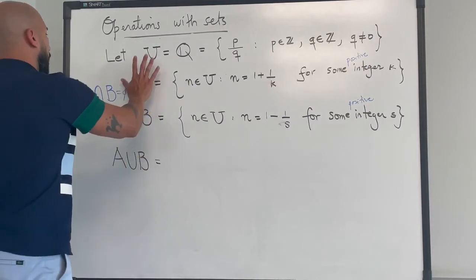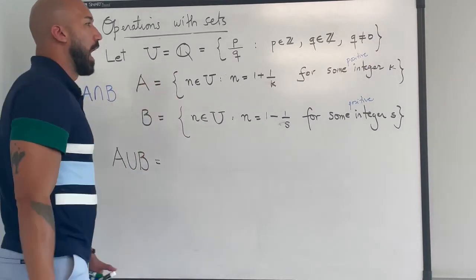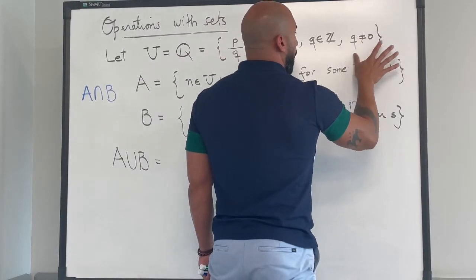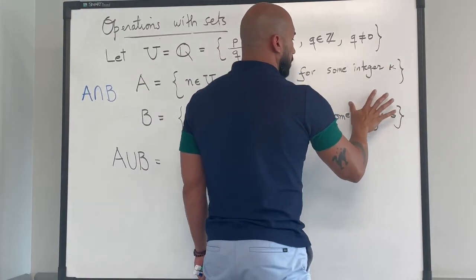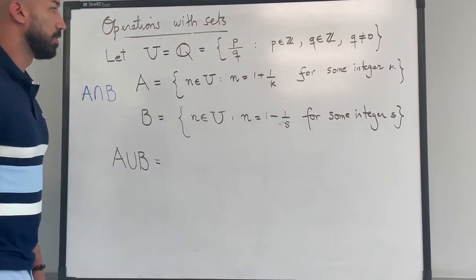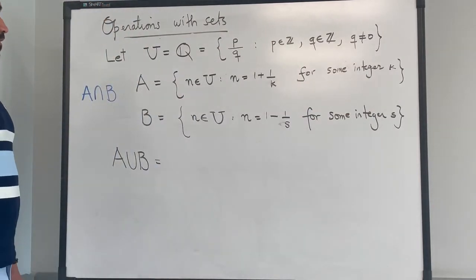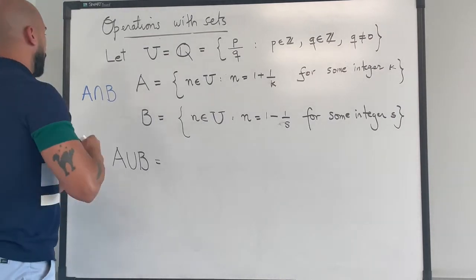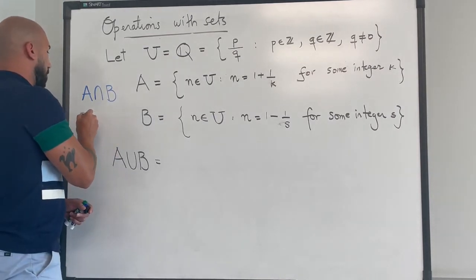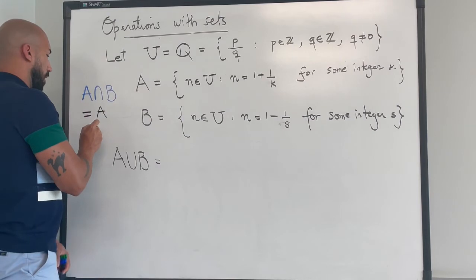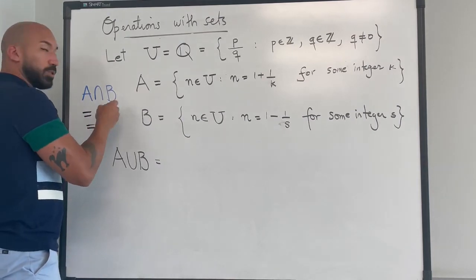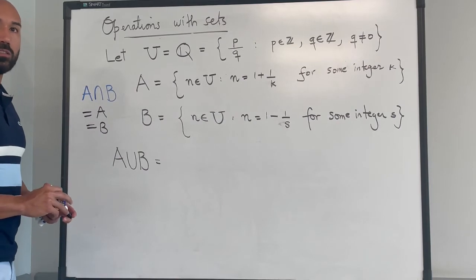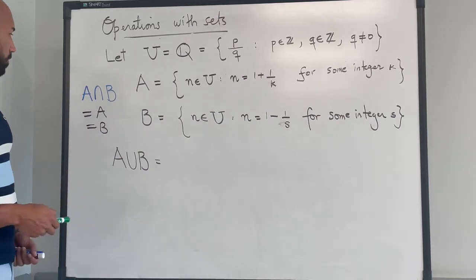But we are not considering that case. We haven't restricted the integers that we are using. So you can see that the intersection of A and B is going to be equal to A, but also equal to B, because these two sets are exactly the same. Yes or no? Well, let's see that.